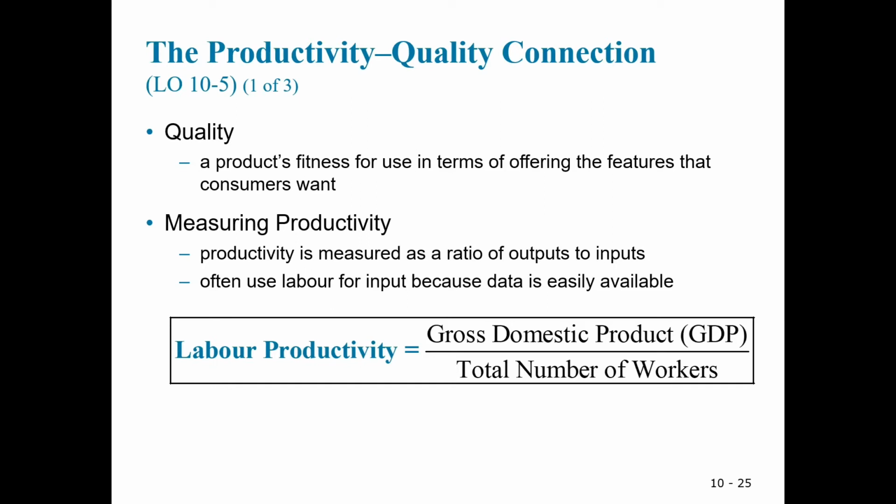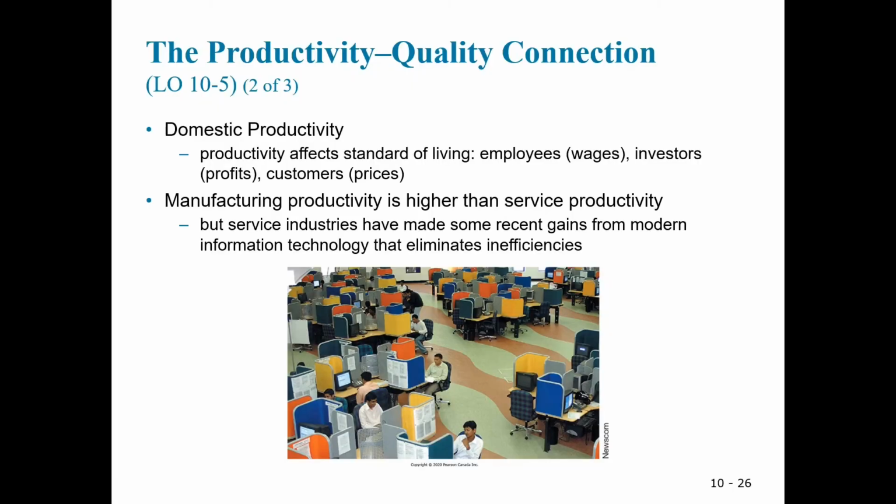Measuring productivity. Most countries consider productivity to be labor productivity. One reason is that accurate labor records are available. Labor productivity is gross domestic product divided by total number of workers. Domestic productivity. Productivity affects standard of living, employees, wages, investors, profits, and customers' prices. Factors affecting productivity include technologies, human skills, economic policies, natural resources and traditions.